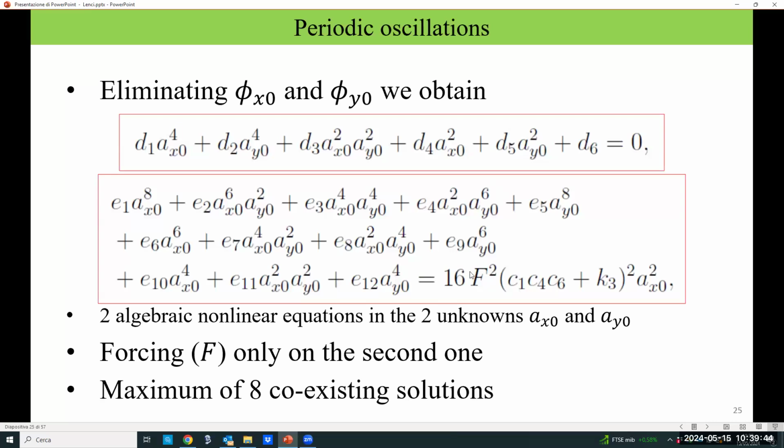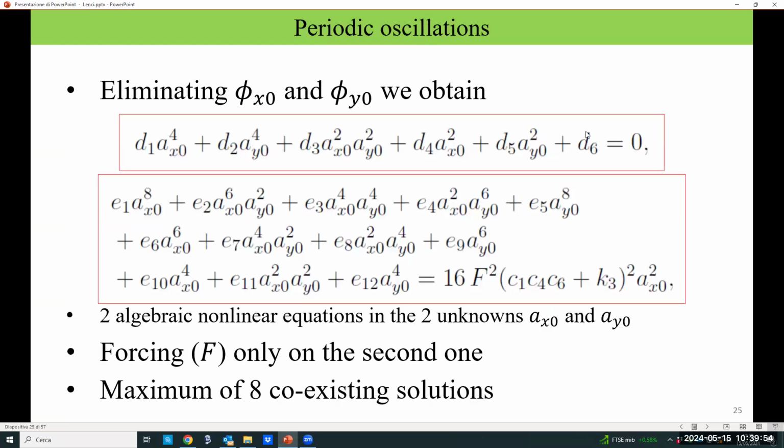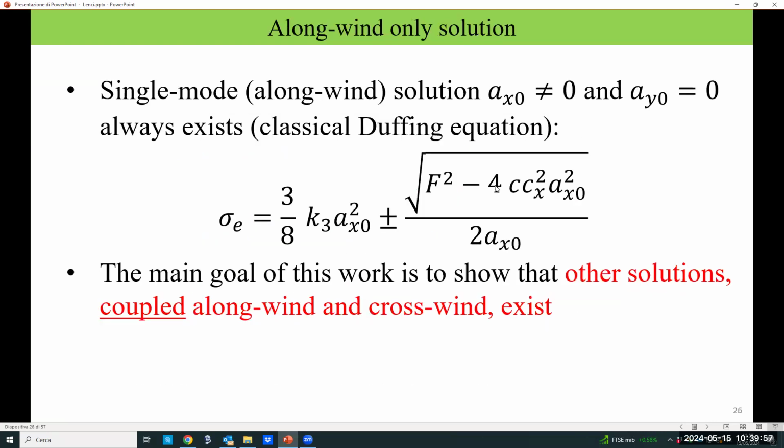And you see, this is a function of the wind excitation and also of the excitation frequencies. Okay, let us start to analyze this solution. So first, let us recognize that there should be the along wind solution only, because of course, if you push along the wind, we expect that we have an along wind solution only. So a solution that has displacement along wind, AX different from 0 and AY equal to 0.